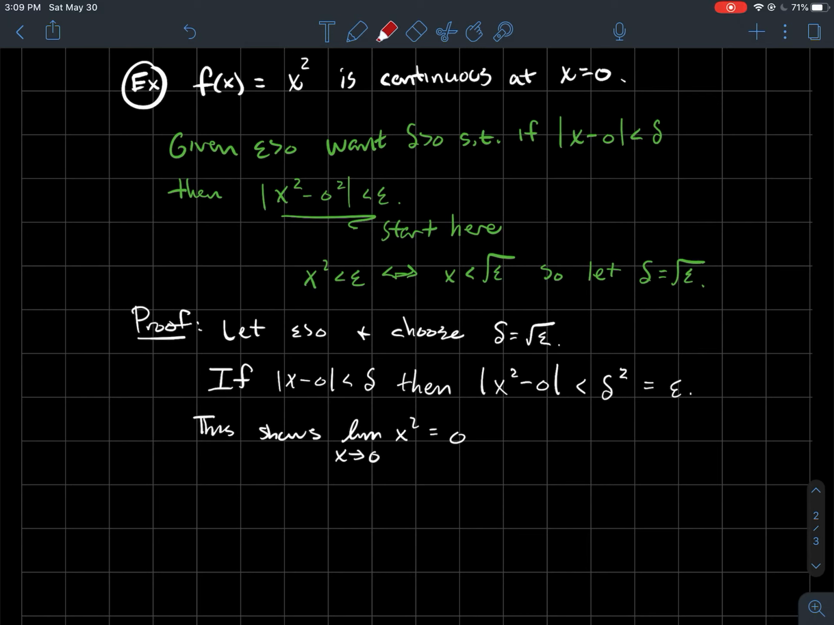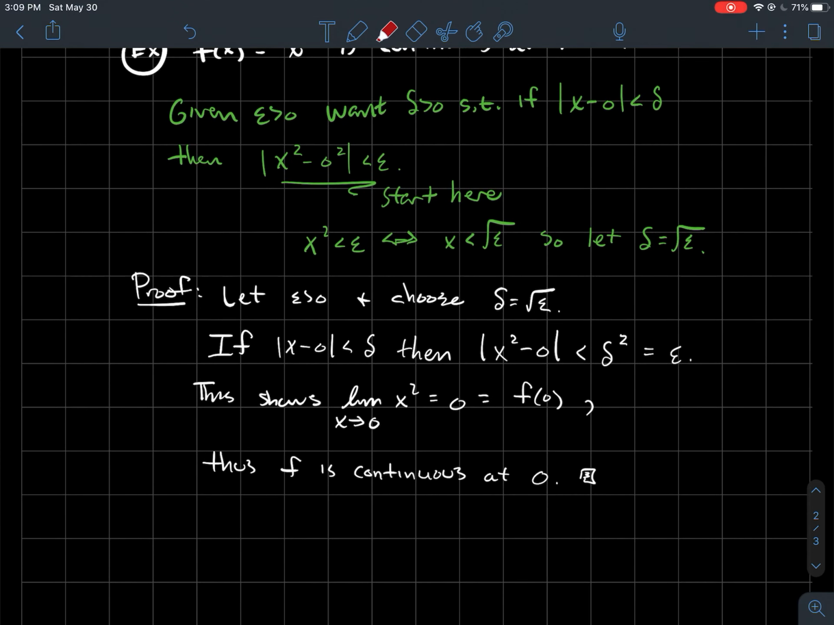That justified that the limit as x goes to 0 of x squared is equal to 0. Just remember for continuity, we just need to make sure that this 0, this L, is actually the output of my function at c, which again, c is also 0 here. So because that is the case, I can say that f is continuous at 0.